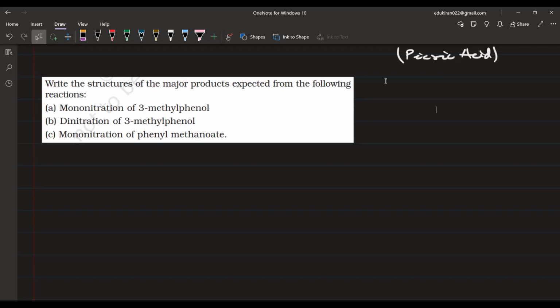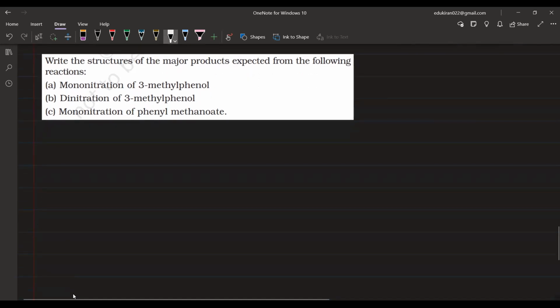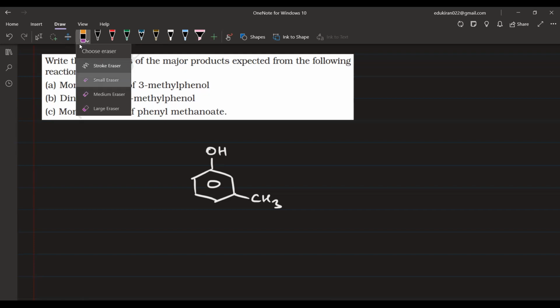Okay, I hope you have written the question. Now, don't start writing the answer. You look here. First of all, we'll look at 3-methyl phenol. Okay, we'll understand the structure first of all. OH, and then we have methyl in the third position, that is CH3 here. Okay. Now we are doing nitration. That means we are doing an electrophilic aromatic substitution reaction.